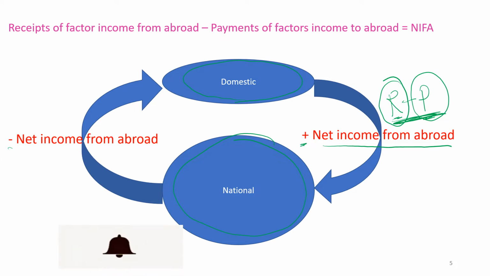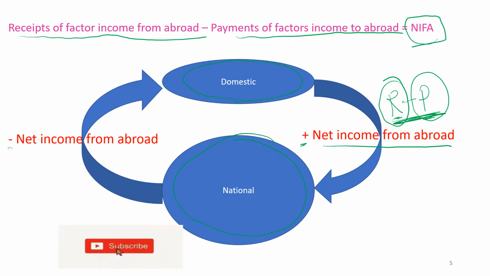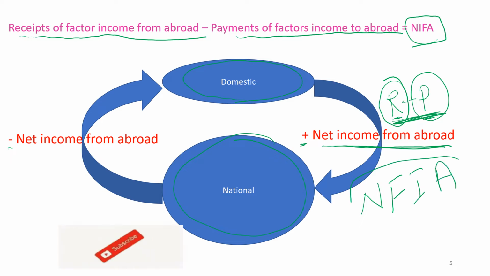Clear, Makla? So if you take the difference between the receipts of factor income from abroad and the payment of factor income to abroad, then you are going to get net income from abroad. You can consider net income from abroad, or you can take it as net factor income from abroad. You can denote it like this also. Both are one and the same.